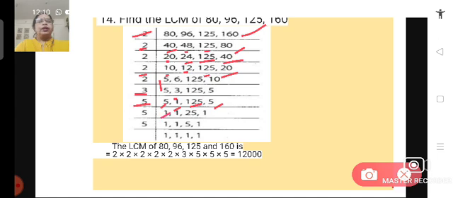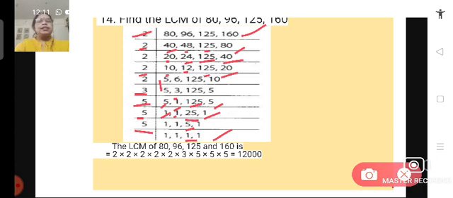So 5 divided by 5 we get 1, and 125 divided by 5 becomes 25, and 5 divided by 5 becomes 1. Again we take 5 as the prime factor and divide 25, we get 5 here. Again we take 5 as the prime factor and divide 5 and we get 1. In the last row we should get 1 by dividing all the numbers by prime factors.